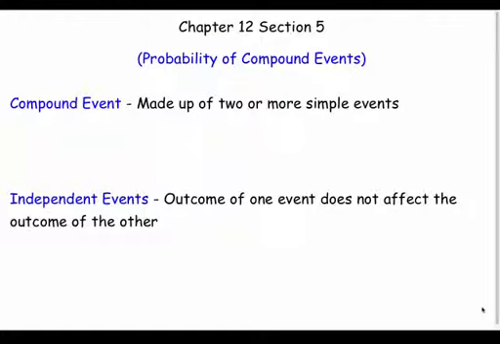So hopefully by now we have a pretty good understanding of our simple probability. You've been doing that over the past couple of years. So we're going to go a little more in depth into our compound probability. So first of all, a compound event means two or more simple events are occurring.